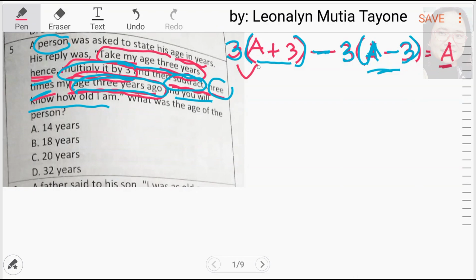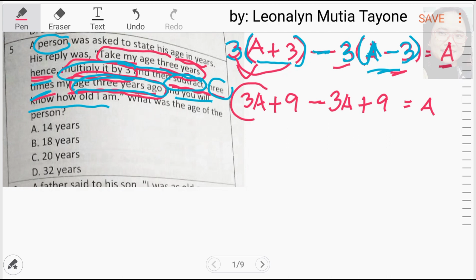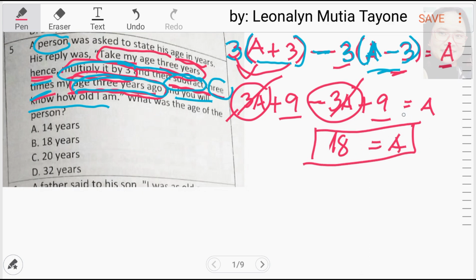So, isolve na natin. That is 3A. 3 times 3, that is positive 9. Then this one is minus 3A, negative 3 times negative 3, that is positive 9 equals A. Ipagsama natin ang mga like terms. 3A minus 3A, 0 na yan siya. So, ang natitira na lang ay 9. 9 plus 9 equals 18. So, A is equal to 18. Ang tanong, what was the age of the person? 18 years. I hope nasundan nyo yun.